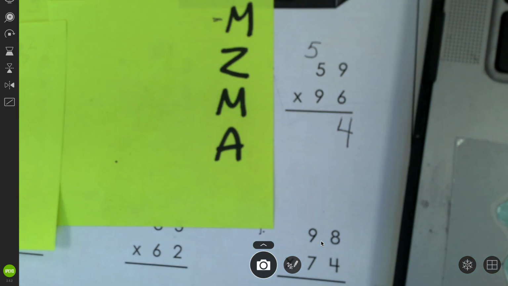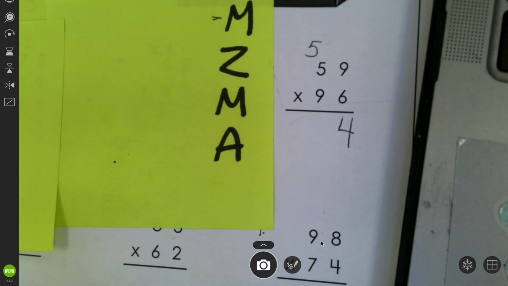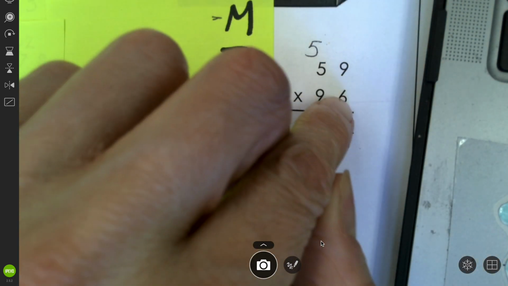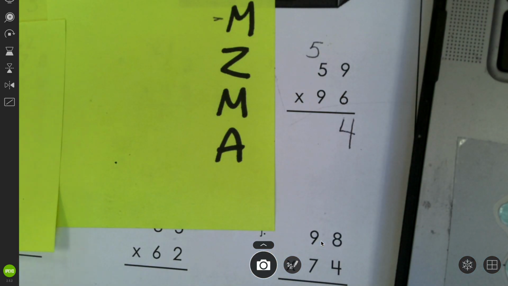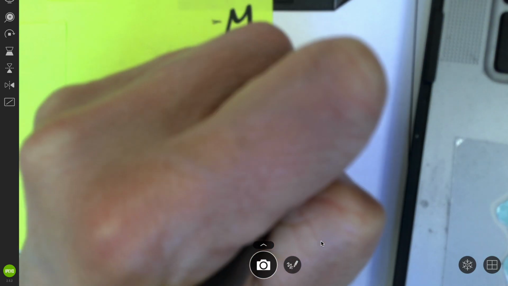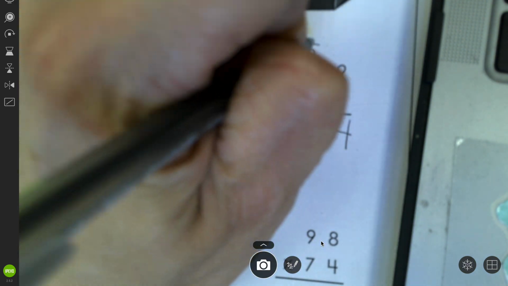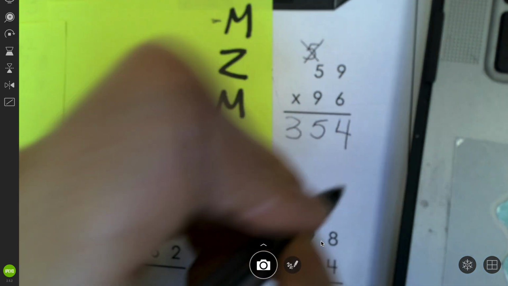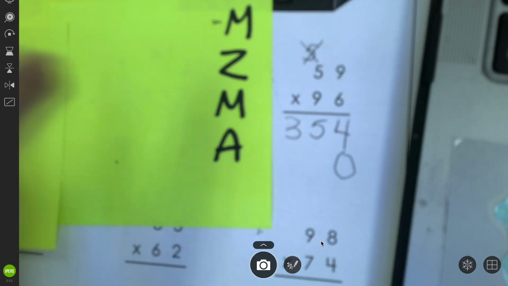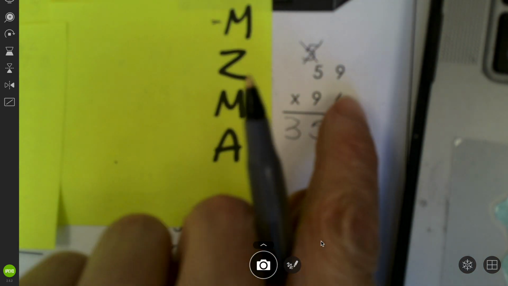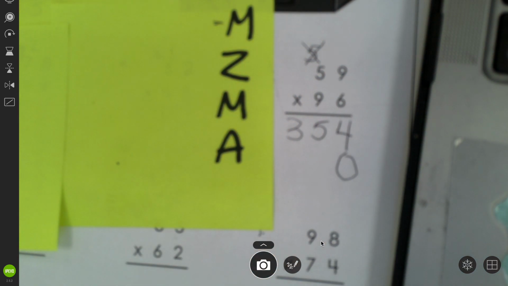6 times 5. Here we go. 6, 12, 18, 24, 30. Stop. And then 30 plus 5 is 35. I'm going to cross out this 5. I'm going to put the 0 because that's my next step. And I'm going to shimmy over to the 9.